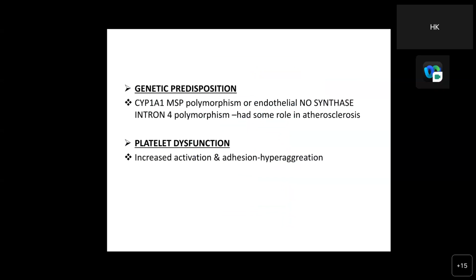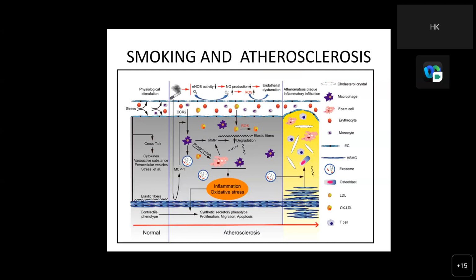Smoking also leads to platelet dysfunction in the form of increased activation and increased adhesion of the platelets, leading to hyperaggregation. As already discussed, this is depicted in the figure showing the relation between smoking and atherosclerosis, where smoking decreases nitric oxide synthase activity, which leads to decreased nitric oxide production. This leads to increased reactive oxygen species, free radical release, endothelial dysfunction, and increased inflammatory processes. Together, they form the atheromatous plaque.